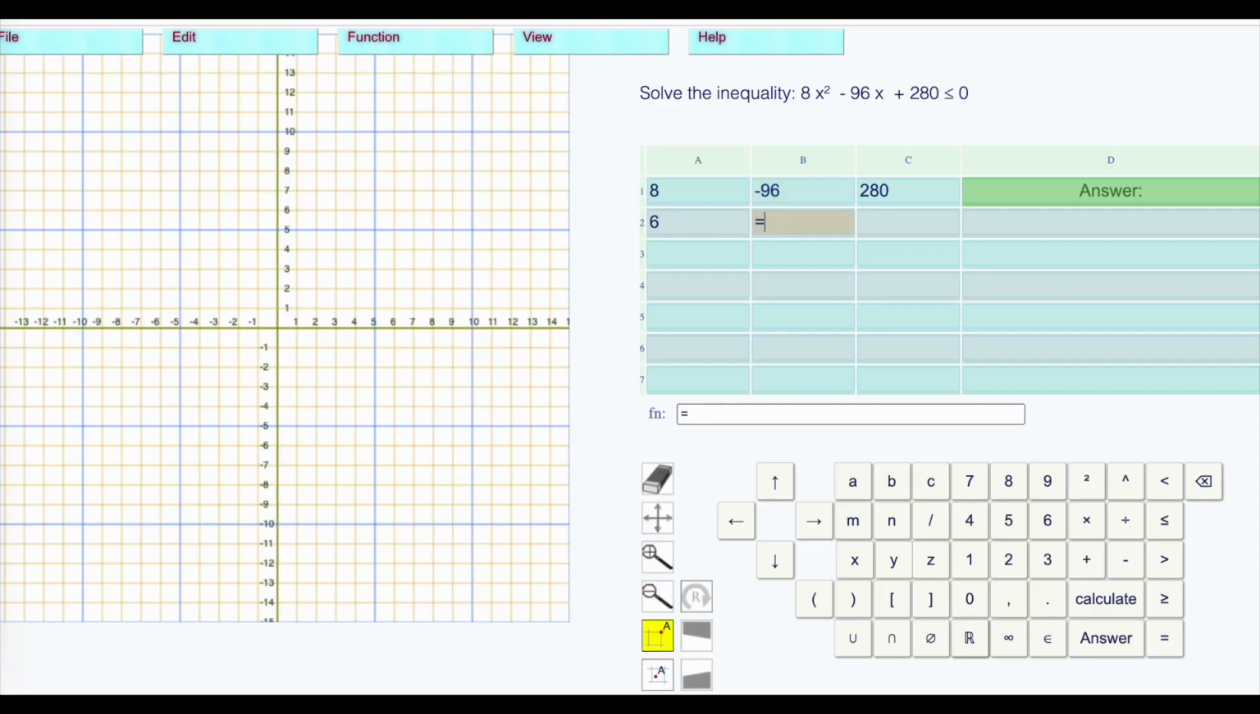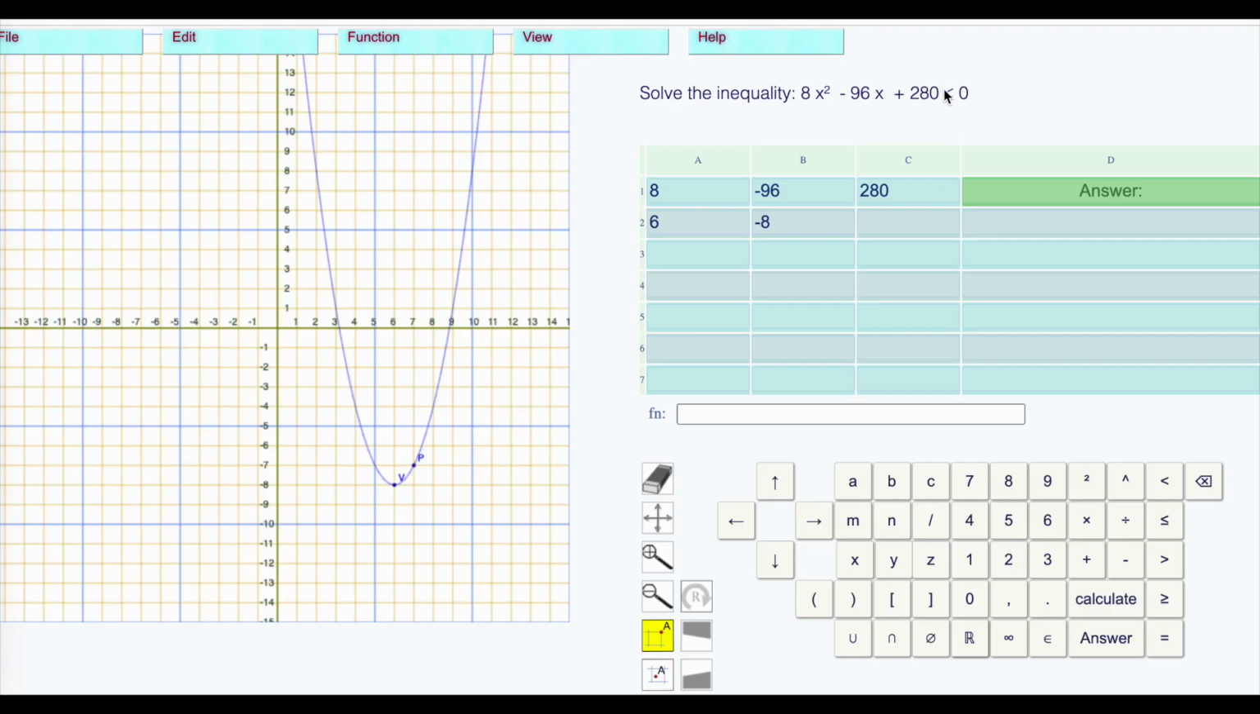The k, plug it into this equation, is equal to 8, the a term, times x squared plus the b term, which is negative 96, times the x value, plus the c term. That gives us negative 8. We have 6, negative 8. The a is positive, so it's opening up.